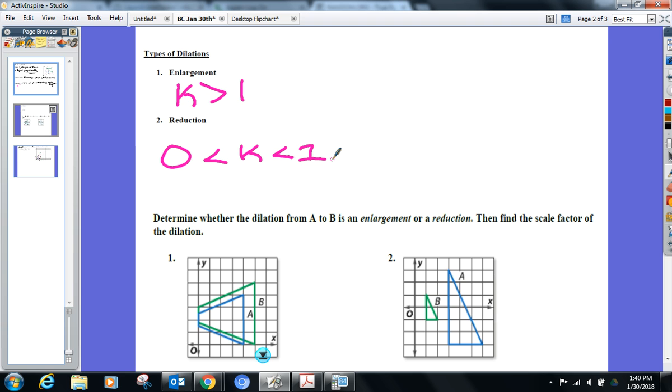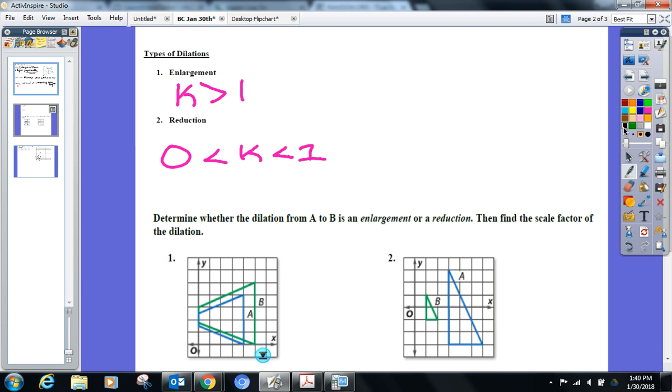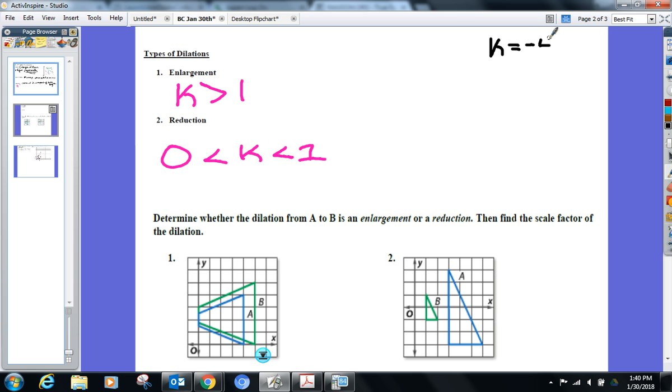Okay, what happens to a figure if it has a negative scale factor? Andrew, give me a negative number. -4. It's not bad because that's exactly what first period picked. What a coincidence, huh? All right, I don't need you to write this down. Let's say the scale factor equals -4. What is happening to my diagram?